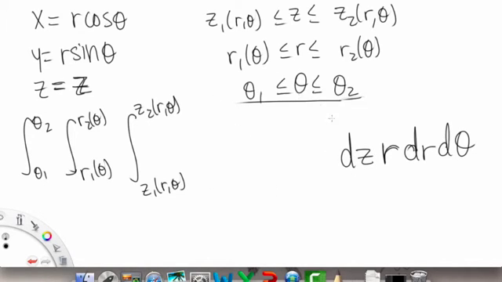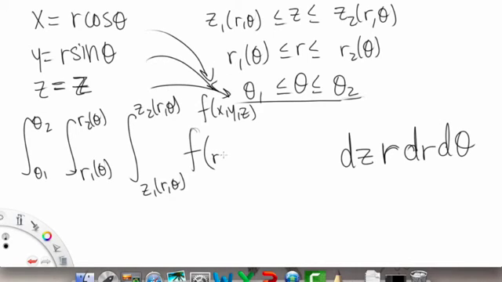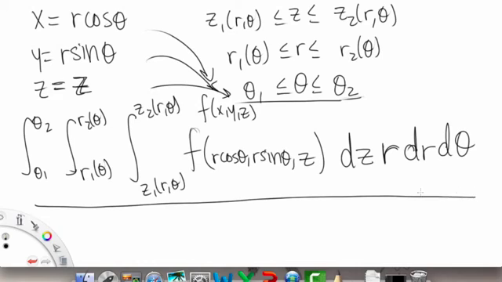And now, what do we do with the middle? Instead of f of x, y, z, which would be in rectangular coordinates, now we're going to plug in the polar ones. So instead of f of x, y, z, we're going to plug in these little equations for each variable. Okay, so then we'll have r cosine theta, comma r sine theta, comma z. Okay, so that's basically it. This is how you set up cylindrical coordinates.